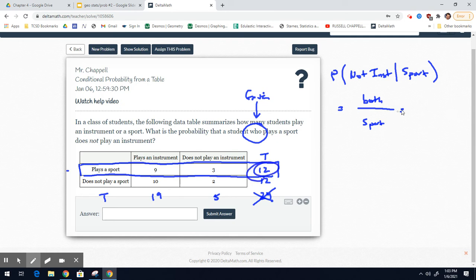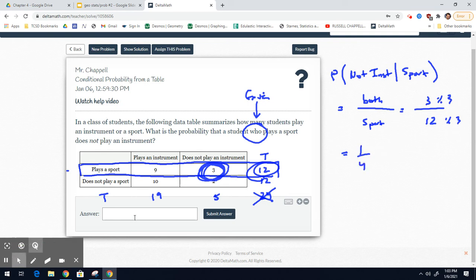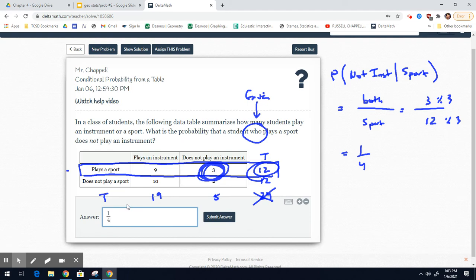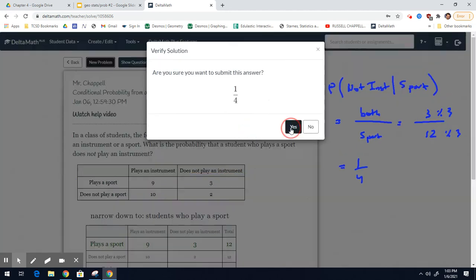This total is your bottom number, 12. And out of those 12, we want to know how many do not play an instrument. Find in this row the number that do not play an instrument, and that is 3. So it's not over 24, it's only out of 12. And again, we simplify, divide by 3, that's 1/4. And that should be the answer. There we go.